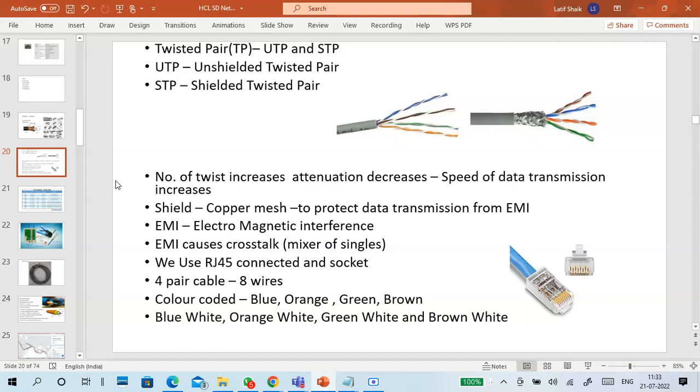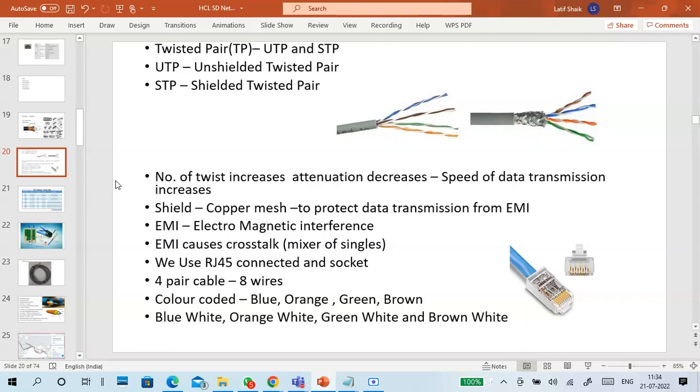The connector we call an RJ45. RJ means registered jack. Totally 8 wires, we call it a 4 pair cable, and a different cable color encoding is there. So blue, white blue, orange, white orange, green, white green, brown, white brown. These are the 8 wires in our cable.